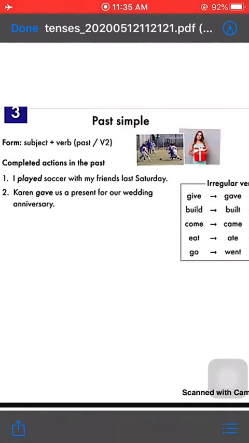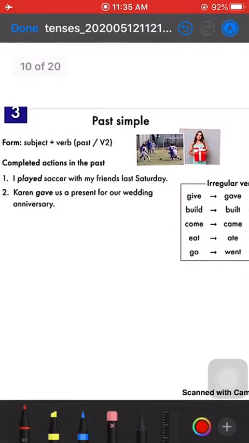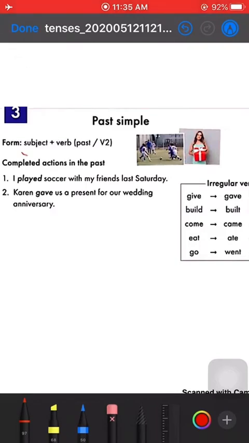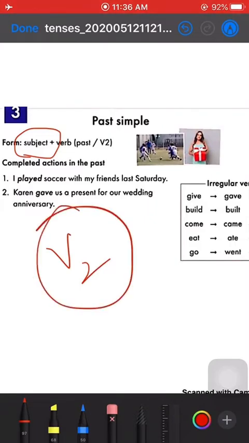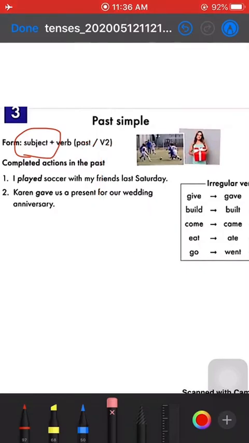Subject plus verb. Now here we will use the second form of the verb. Remember this thing. Subject, again, could be anything: he, she, it, I, they, and names. Verb second form. The second form of the verb is related to the past. Clear?